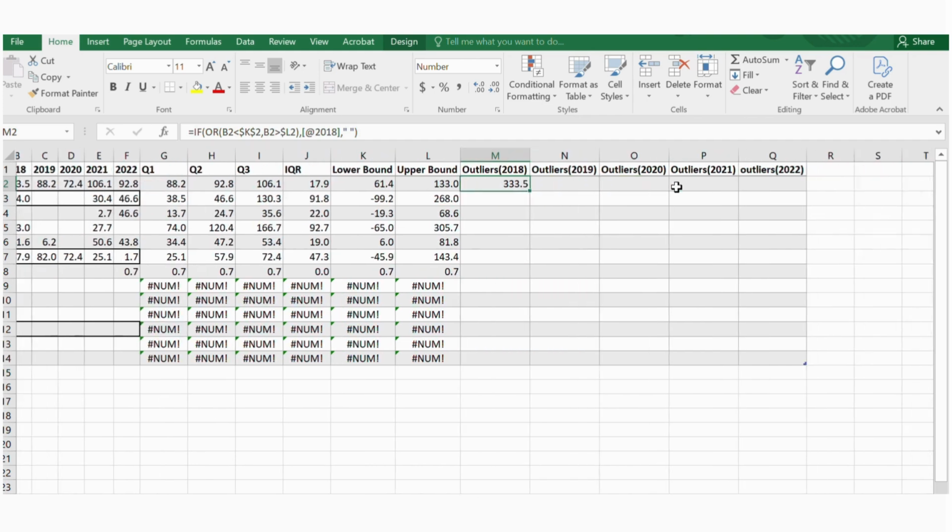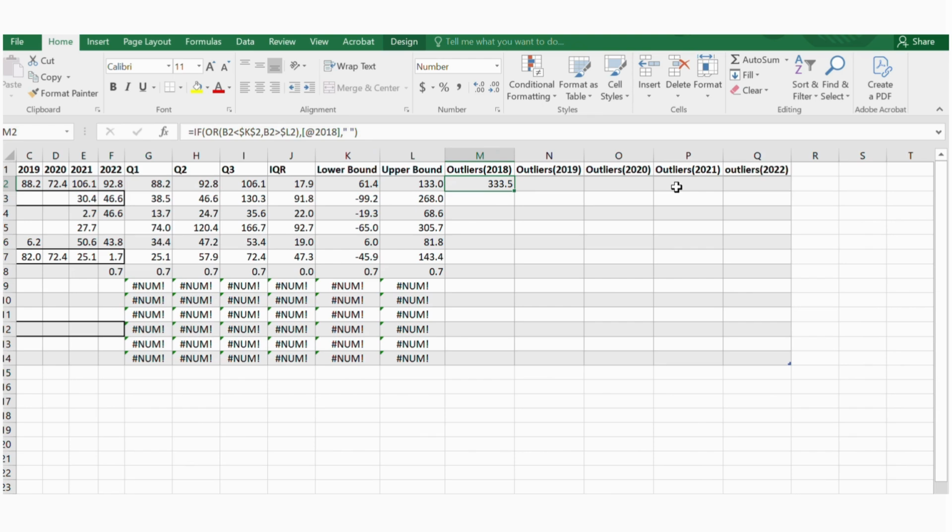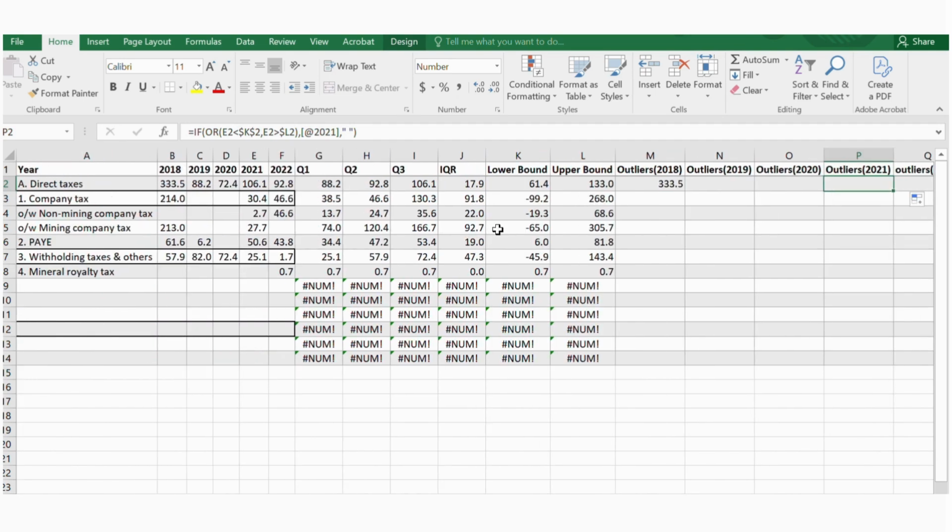So now to find out if there were any outliers in the following years to do with the direct taxes, we'll just drag to the right. It looks like there's actually no outlier in 2019, 2020, 2021, nor 2022 to do with our direct taxes. So now we can move on to our company tax.